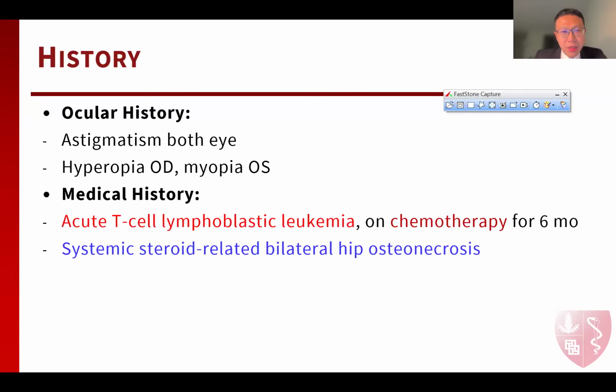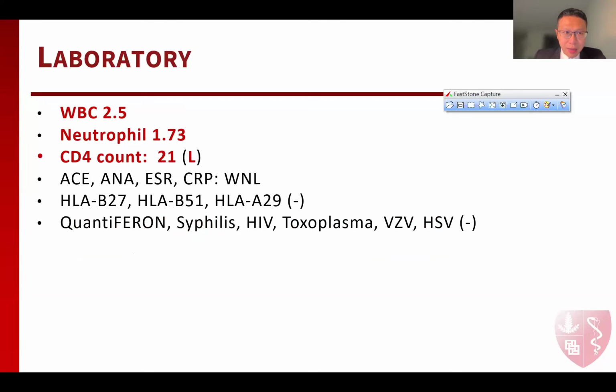And regarding the medical history, this patient has acute T-cell lymphoblastic leukemia on chemotherapy for 6 months, including the time when she presented to our clinic. And she also had a history of systemic steroid-related bilateral hip osteonecrosis. The laboratory workup shows that she had leukopenia and a very low CD4 count. Other than that, she's normal for other immunology examination. She is also negative for HLA-B27, B51, and A29. Other infectious workup, including QuantiFERON, syphilis, HIV, and toxo, are negative.